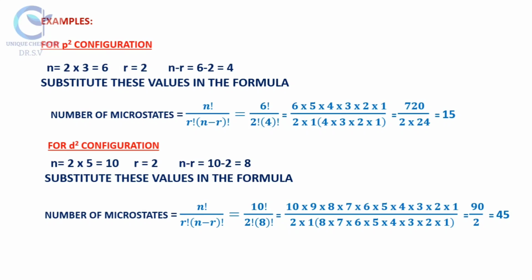You get 10 factorial divided by 2 factorial into 8 factorial: 10 into 9 into 8 into 7 into 6 into 5 into 4 into 3 into 2 into 1 divided by 2 into 1 into 8 into 7 into 6 into 5 into 4 into 3 into 2 into 1. You just cancel out the common values, the 8, 7, 6 and so on. So 10 into 9 is 90, and 2 into 1 is 2. So 90 by 2, you get 45 microstates. This is a very useful formula to find the microstates for any electronic configuration.